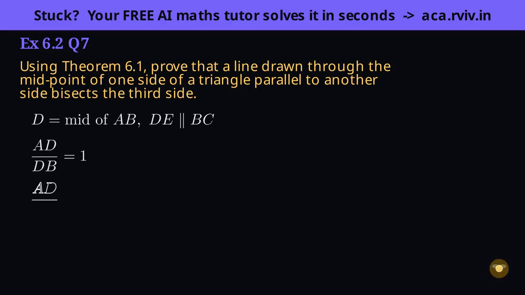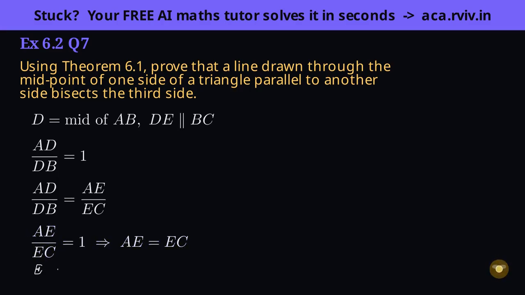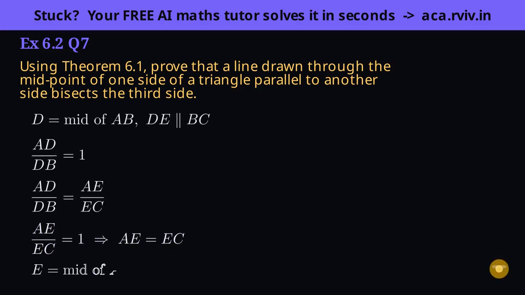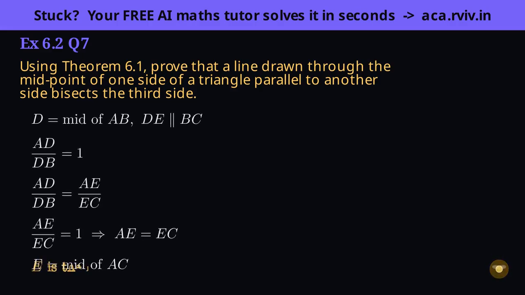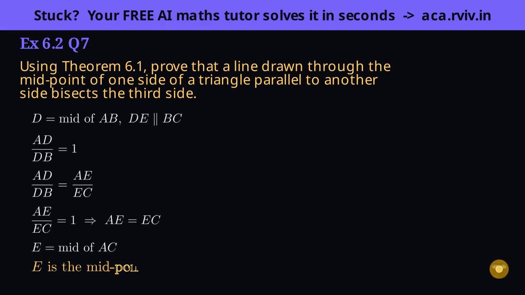Because DE is parallel to BC, Theorem 6.1 makes the two side ratios equal. Therefore, AE over EC also equals 1, meaning AE equals EC. Equal pieces mean E bisects AC, as required. Insight: a midpoint turns a Thales ratio into 1, and the theorem then forces the matching side to be halved too.